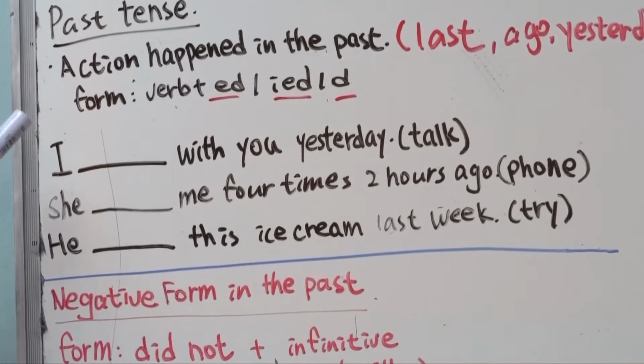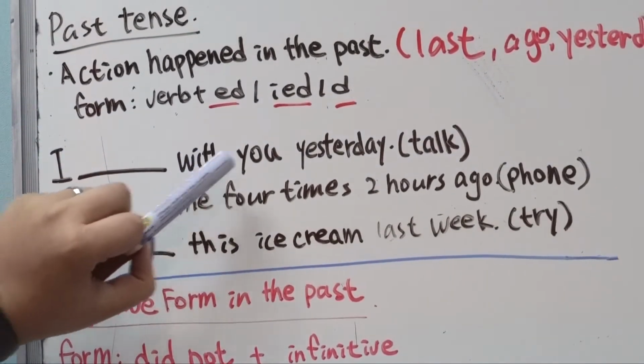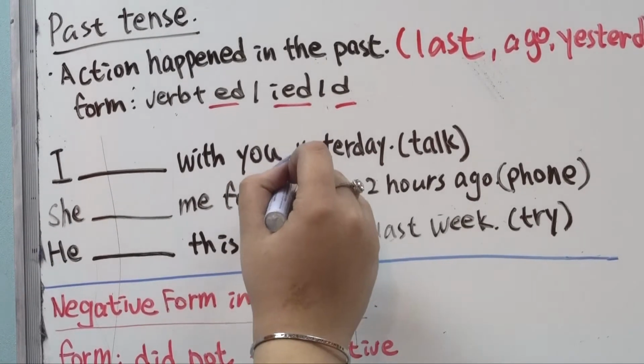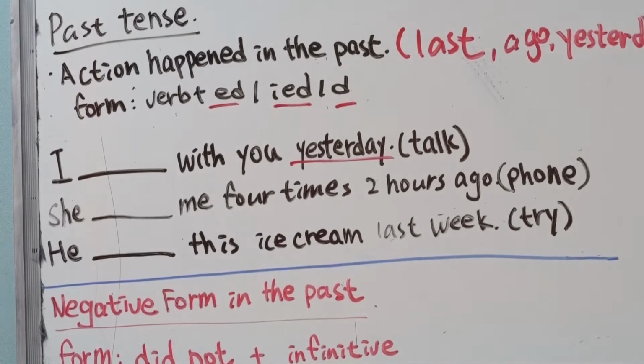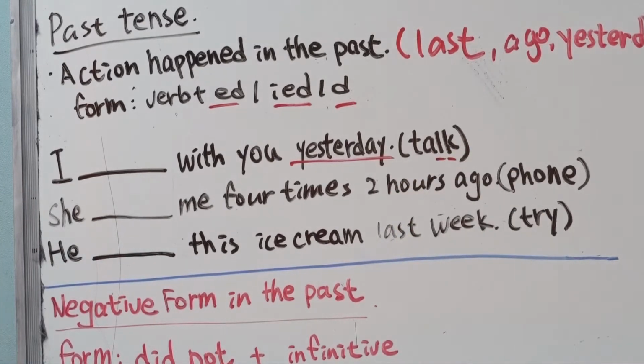Okay, let's read this. I talk with you yesterday. Yesterday tells you that we have to use past tense, right? So they gave you the action verb talk. What do we add here? Do we add IED? We add D or ED? Just look at the last 2 letters, then you will know. We add, you got it, that should be ED.